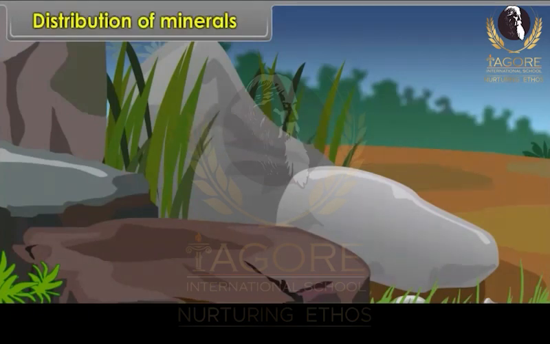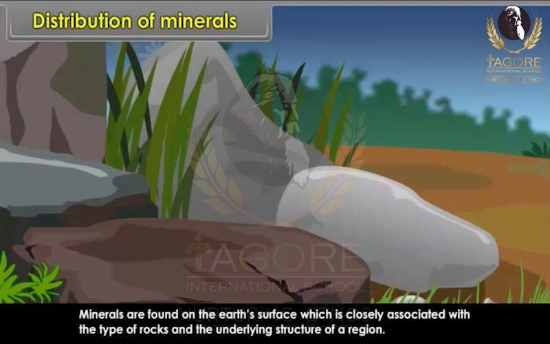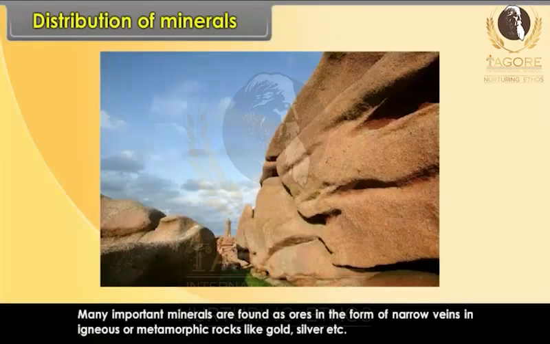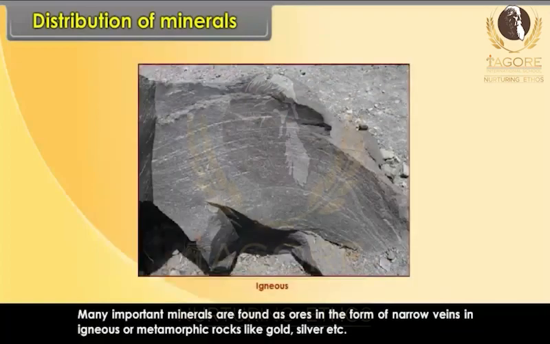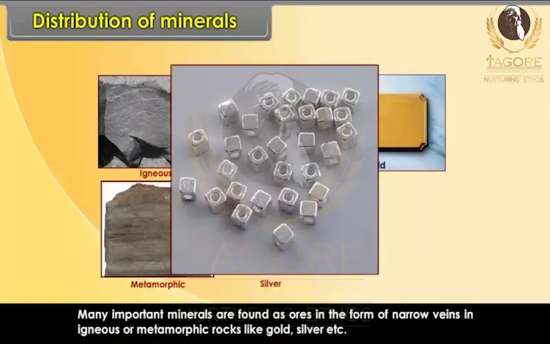Distribution of minerals. Do you know where these minerals are found? Minerals are found on the earth's surface, which is closely associated with the type of rocks and the underlying structure of a region. Many important minerals are found as ores in the form of narrow veins in igneous or metamorphic rocks, like gold, silver, etc.